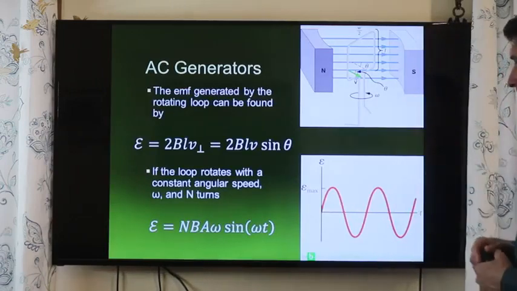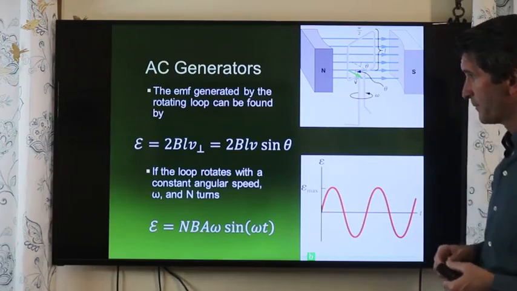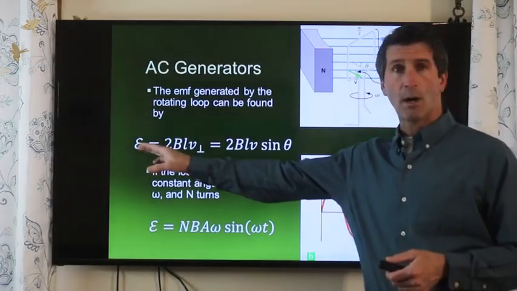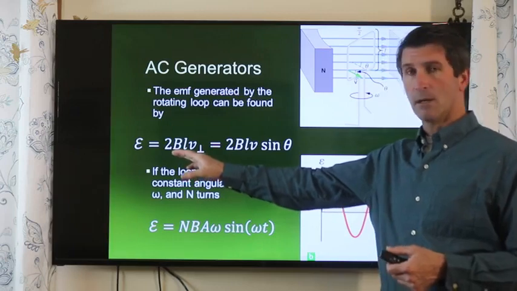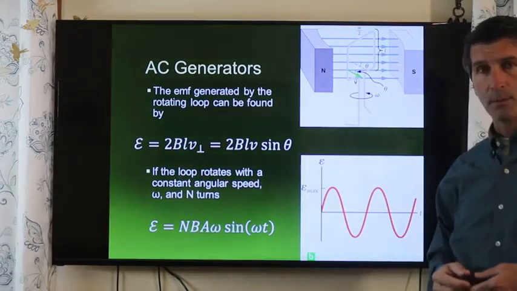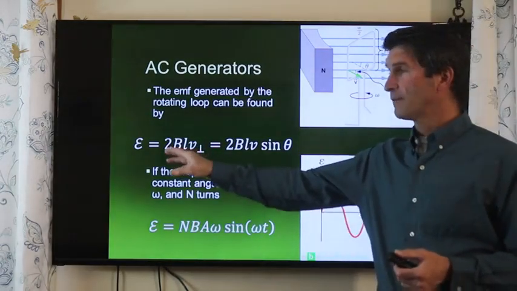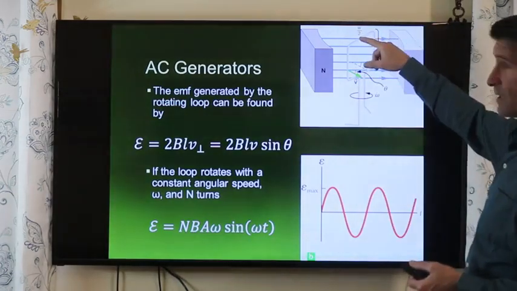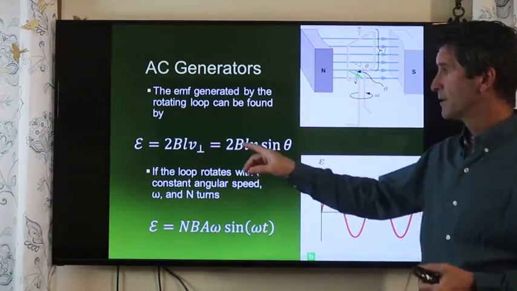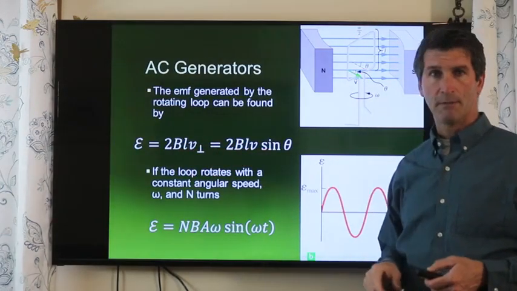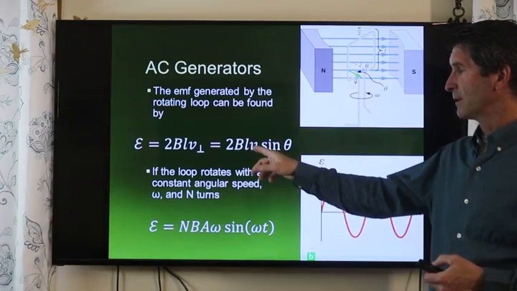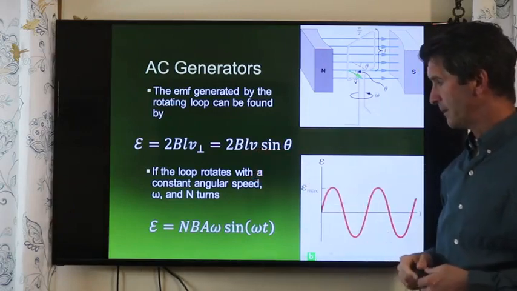Again, to calculate the electromotive force for this, we know from our earlier discussion that with a single wire, the electromotive force due to the motion was BLv, where v was the perpendicular velocity. Since we have two wires here, one wire sending the current in one direction and one wire sending it the other direction, this now becomes 2BLv perpendicular. We can get rid of the perpendicular by replacing the perpendicular velocity with v sine theta.